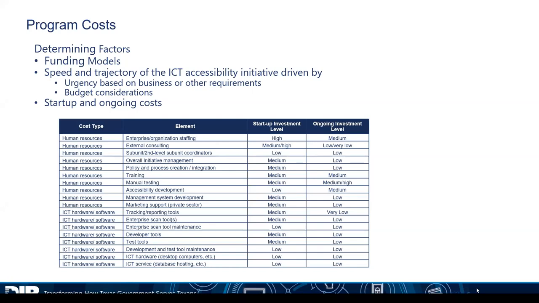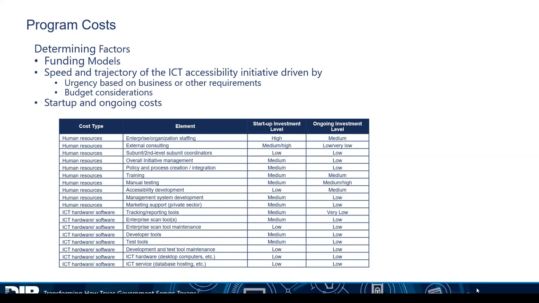And then I divide what's needed into startup and ongoing costs. For the most part, it's the HR or the technical people and skills to do that, and then the hardware and software that's needed to support the program. You should try to include everything from the centralized program to some guesstimates on what it's going to cost the individual subunits, et cetera. All I have here is really just, I don't have any numbers in there, obviously, because that wouldn't make any sense, but the investment levels that you need to be thinking about.